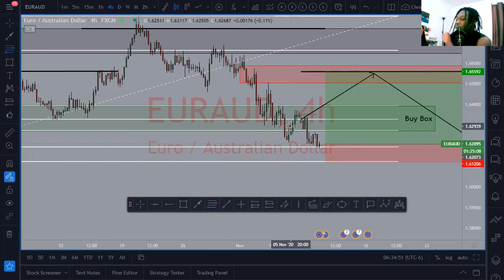Buy. Stop loss at 1.61200. I like it. It said 1.61200. Oh yeah, I'm definitely risking 1% on this trade. I like the risk to reward on it. Yeah, so I'm gonna go ahead and get into this buy.